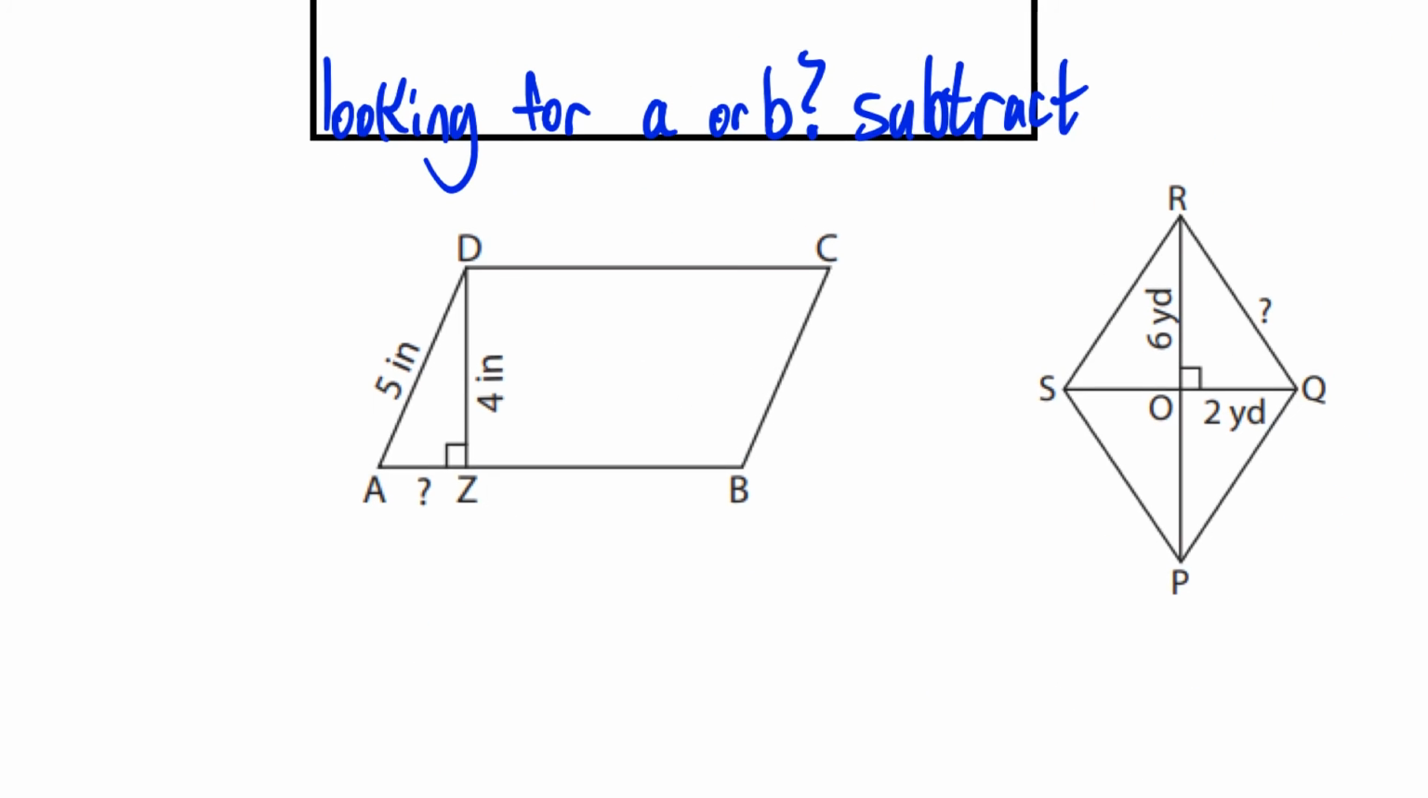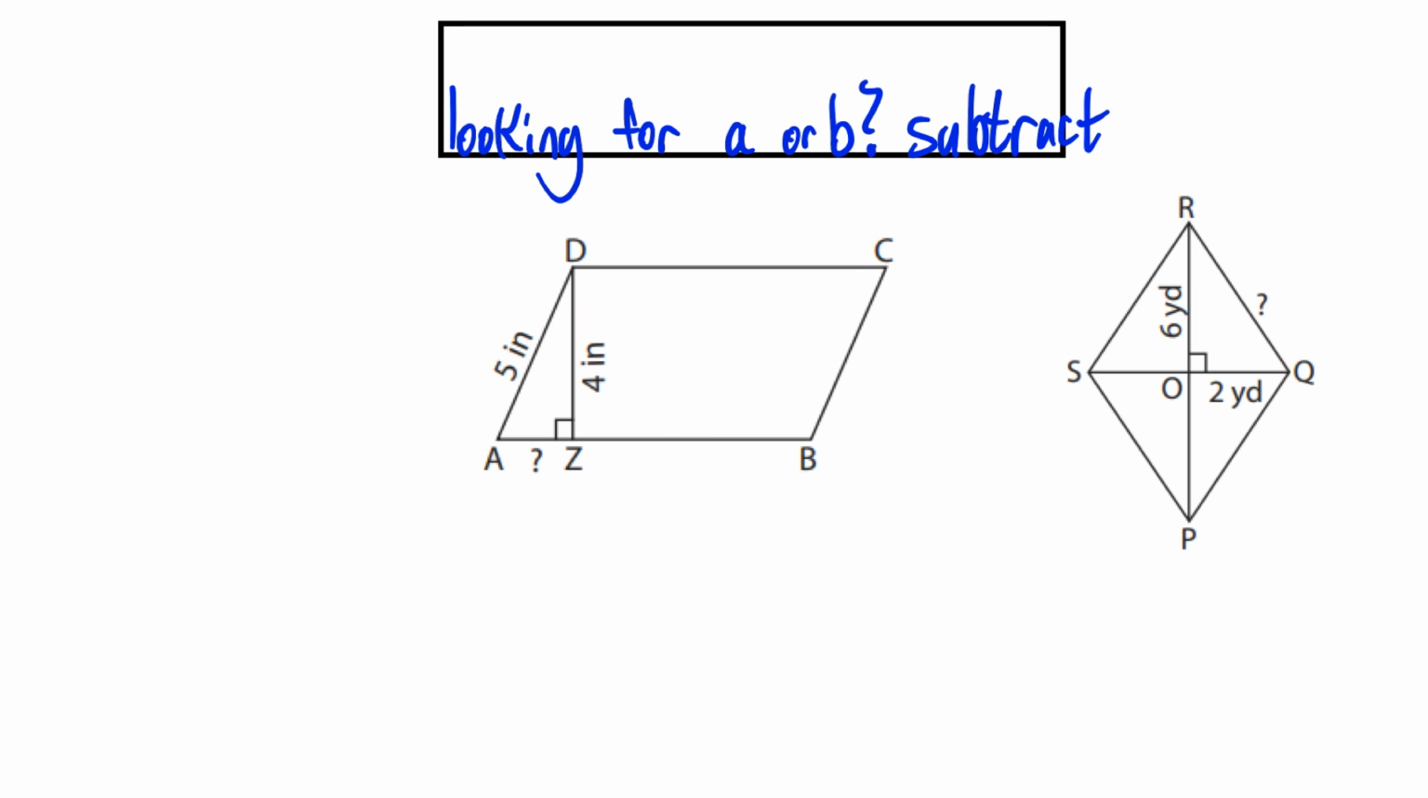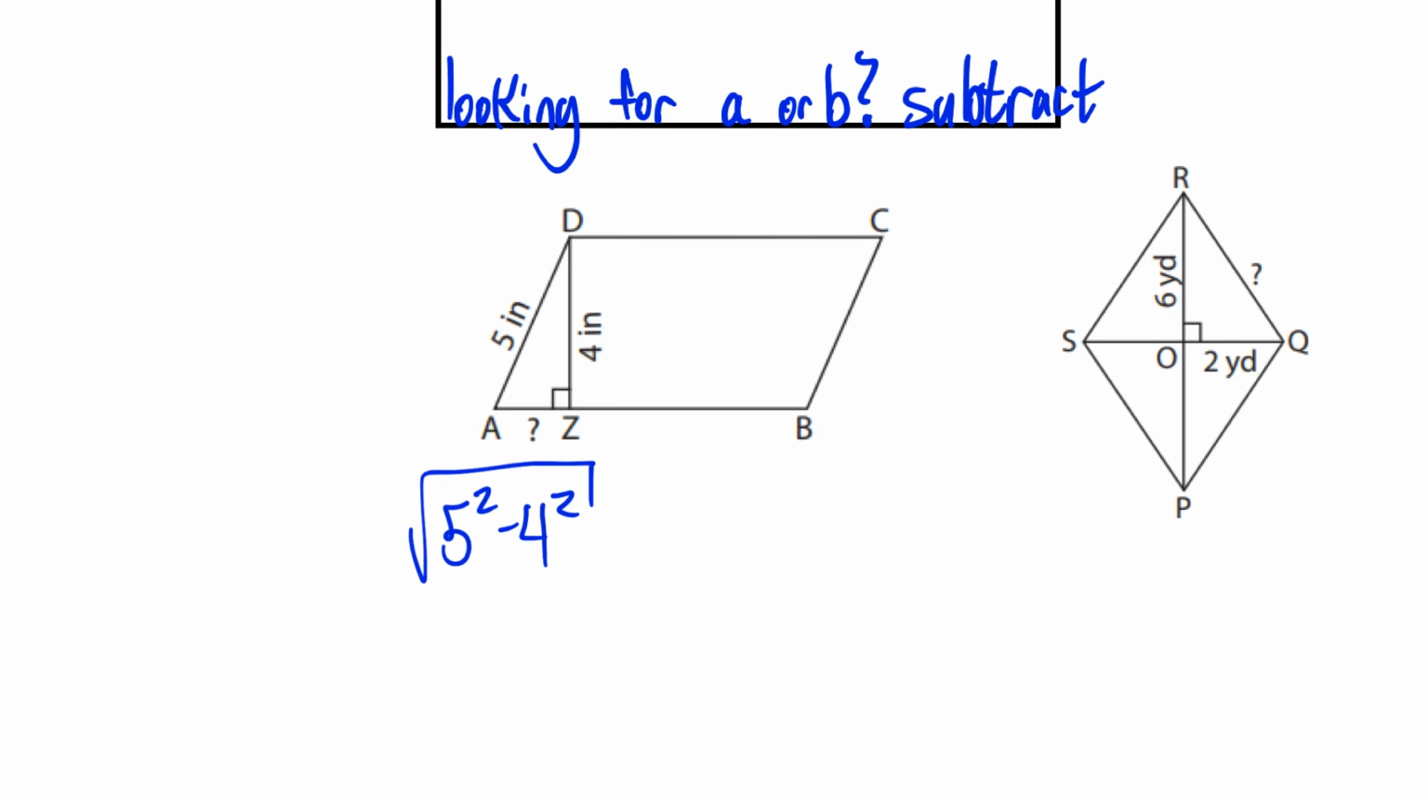Okay, now in these type of problems, it's the same thing. It's just got some other stuff going on, but just think about just the right triangle right here. So this missing side, is this the C or A or B? It's A or B. So in this case, we're going to subtract: 5 squared minus 4 squared square rooted, which is 3 inches.